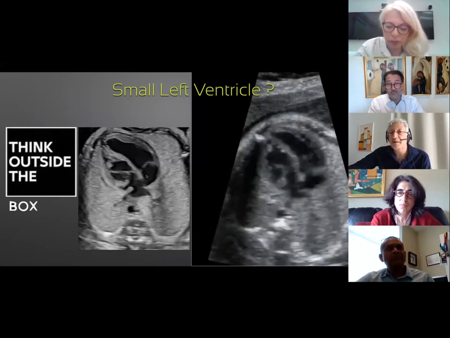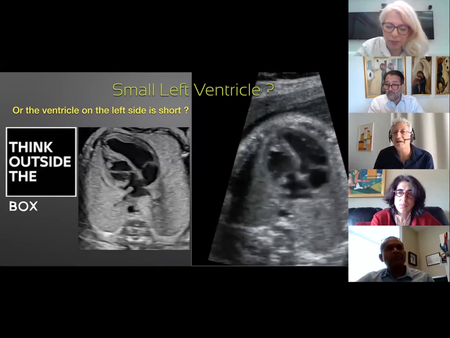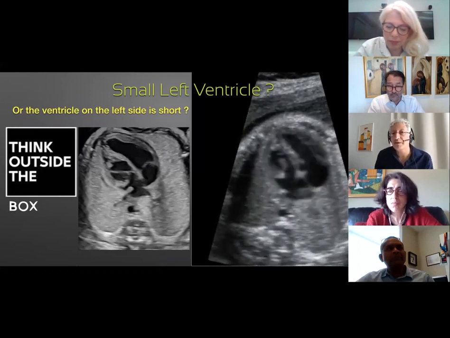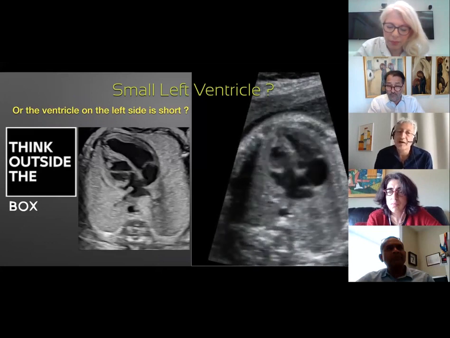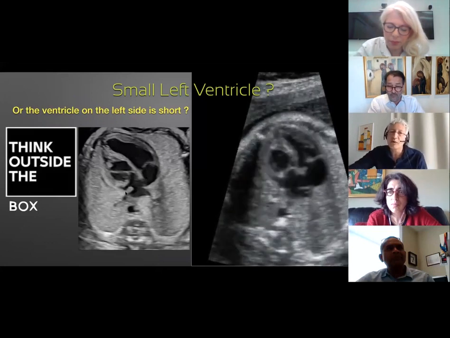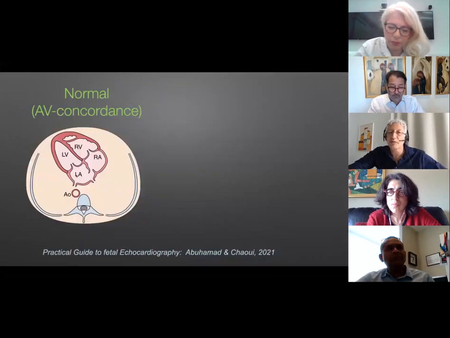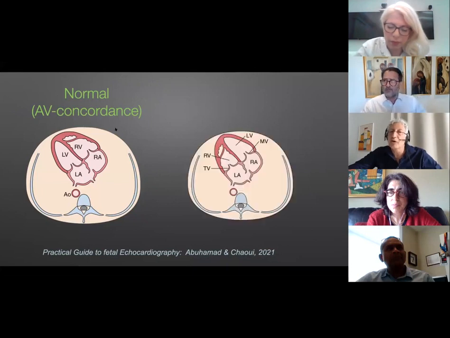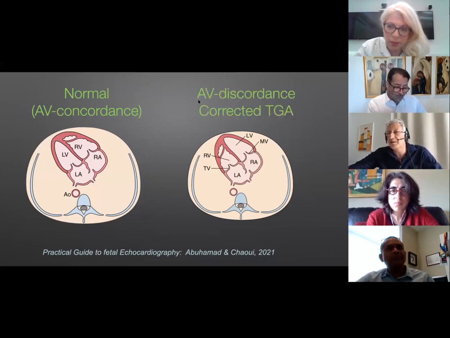Why I'm saying this? Because what we are seeing here, you see the ventricle on the left side is short, because you don't know if this ventricle is the left ventricle. Look at this condition. Under normal conditions, I told you before that the left atrium drains into the left ventricle, but there are conditions where the ventricles are inverted. So you have the right atrium and the left atrium, but attached to the left atrium is the anatomical right ventricle, and the left ventricle is attached to the right atrium. This condition is called atrioventricular discordance and is typically found in corrected transposition of the great arteries.